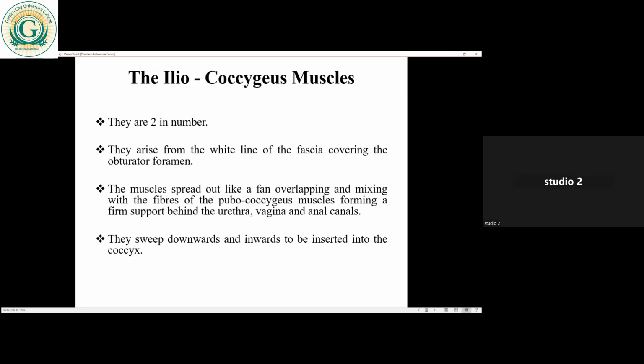During labor, especially those who are delivered by forceps or vacuum, or those who have a prolonged labor, can cause damage to the iliococcygeus and pubococcygeus, and it can lead to incontinence of feces and urine.